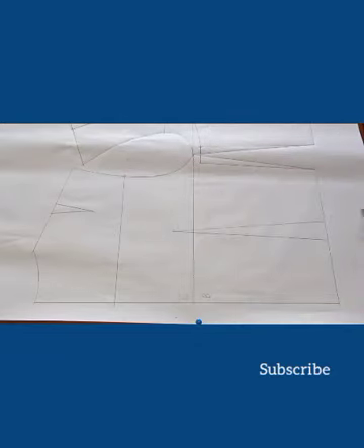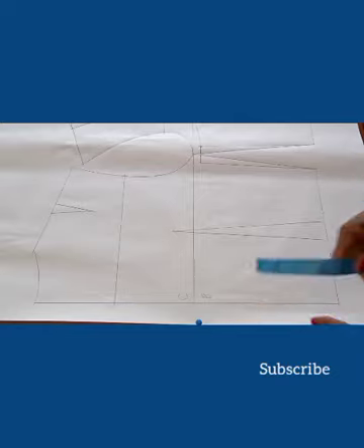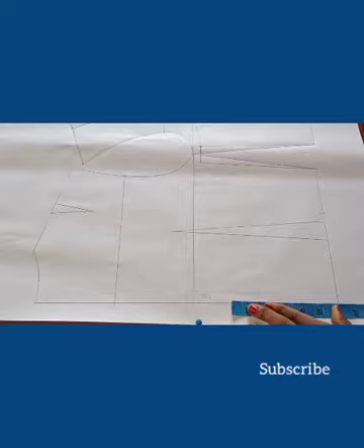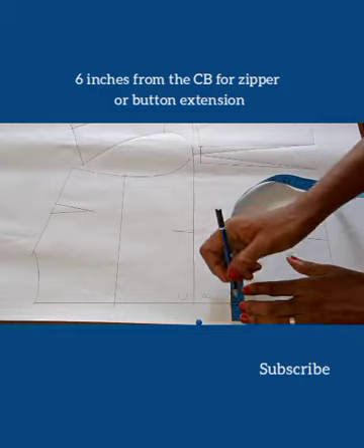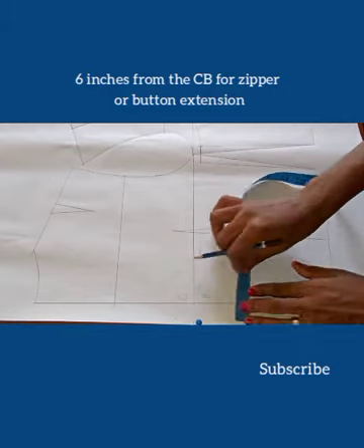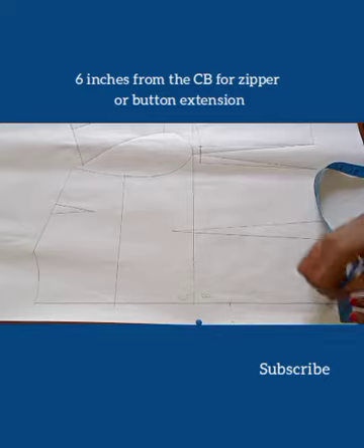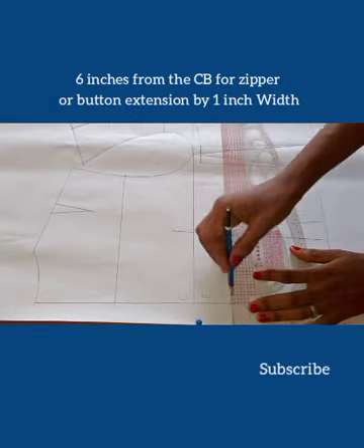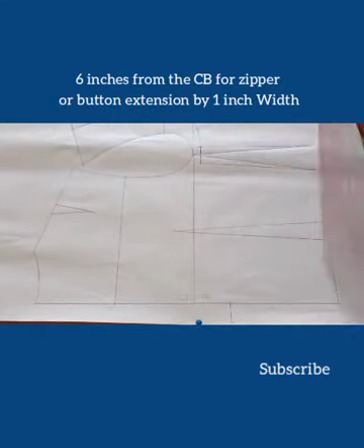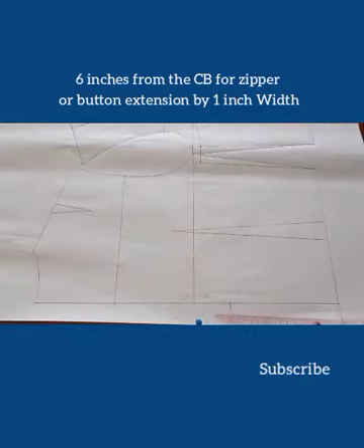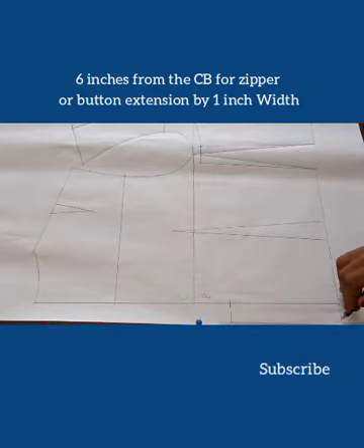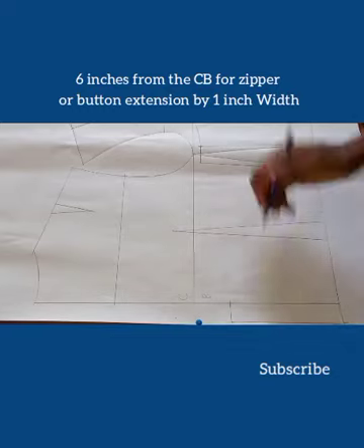So now, depends on what you want to actually do from the center back here, you're meant to drop it by 6 inches for the extension. That is 6 inches in this direction. Your extension for either button, zip, or whatever you want to use, or loops, shouldn't be more than 1 inch in this direction. 1 inch for the extension. Even 1 inch is much. You can reduce it as you walk. You can reduce it. So remember I used 6 inches here.